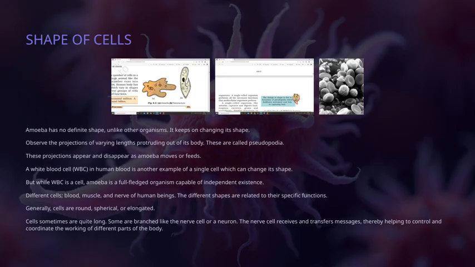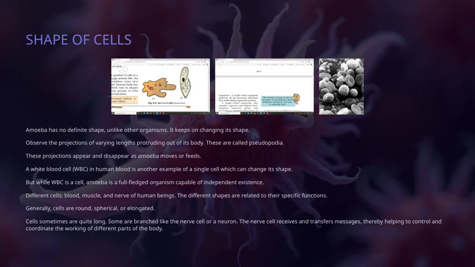Now, a white blood cell, or WBC, in our blood is another example of a single cell that can change shape. But here, the key difference: while the WBC can change shape, it's still a cell within our body, whereas the amoeba is an independent organism that can survive on its own.